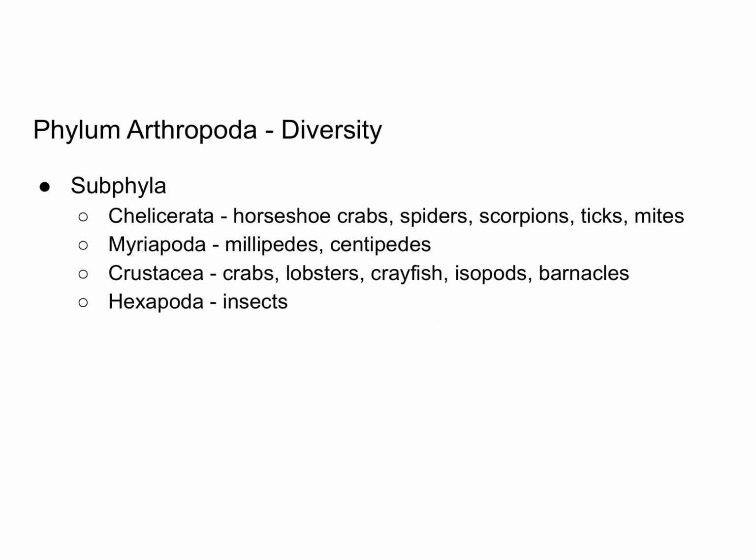There are 4 subphyla associated with the phylum Arthropoda. There's subphylum Chelicerata, which includes horseshoe crabs, spiders, scorpions, ticks, and mites. Myriapoda, which includes millipedes and centipedes. Crustacea, which includes crabs, lobsters, crayfish, isopods, and barnacles, and the Hexapoda, which are more commonly referred to as insects.